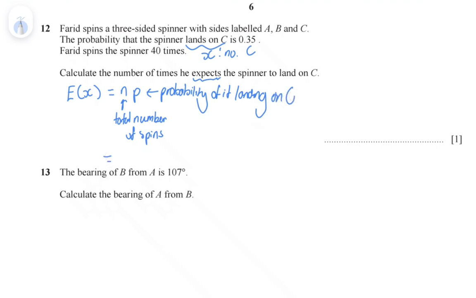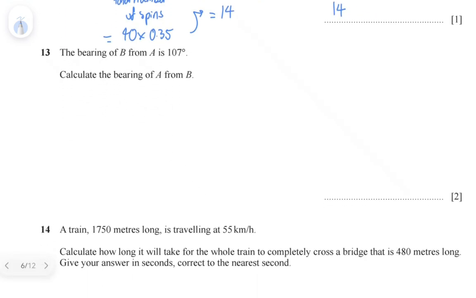So this is equal to 40 times 0.35, which is equal to 14. So our expected value of it landing on C is 14. Now moving on to question 13, we are looking at bearings.